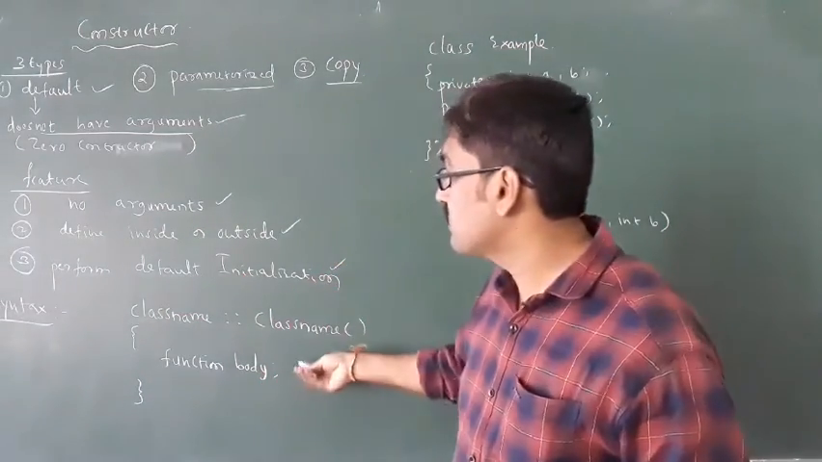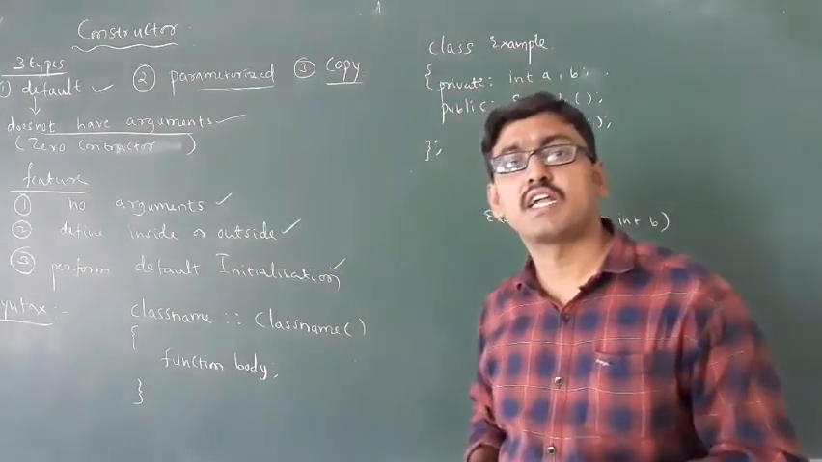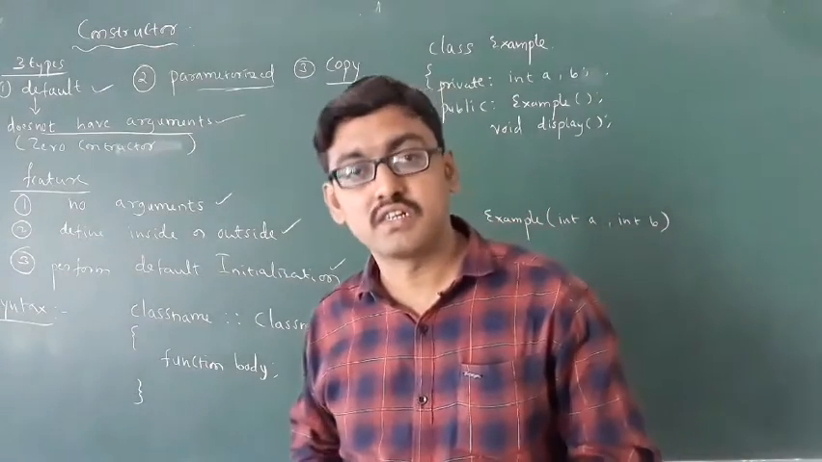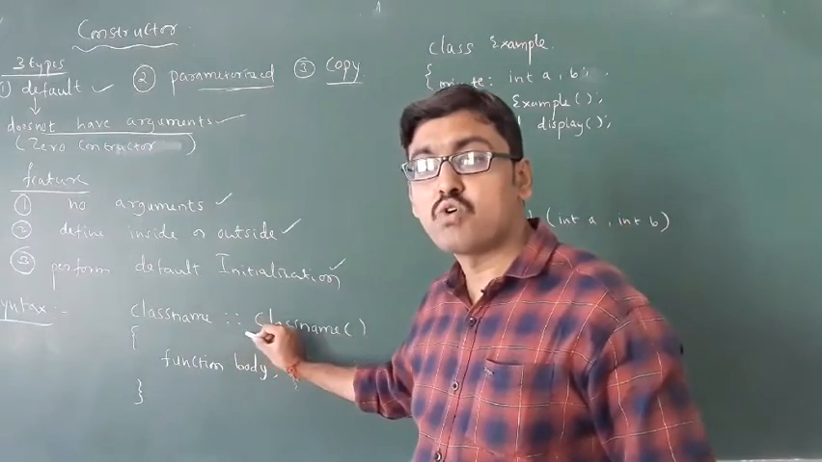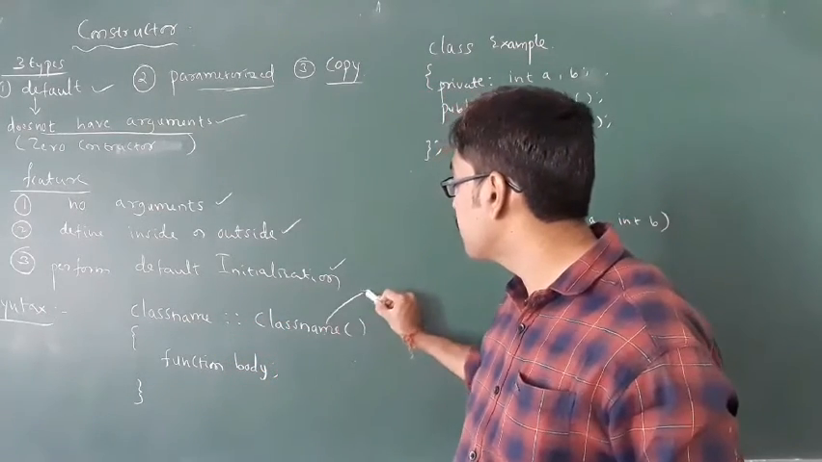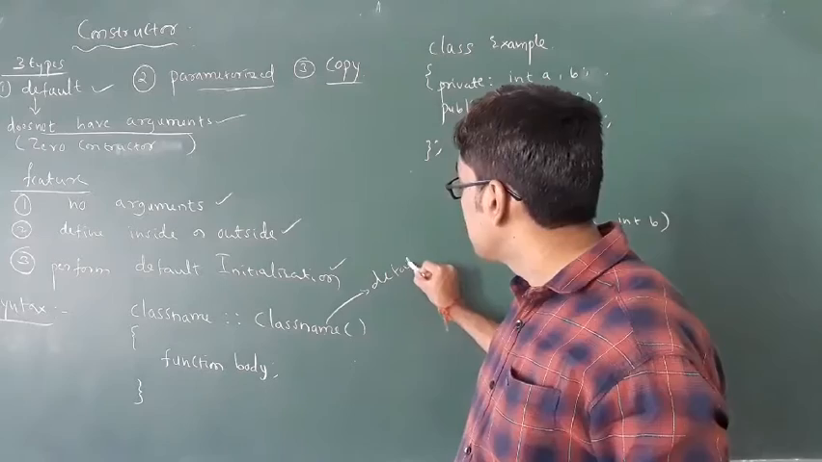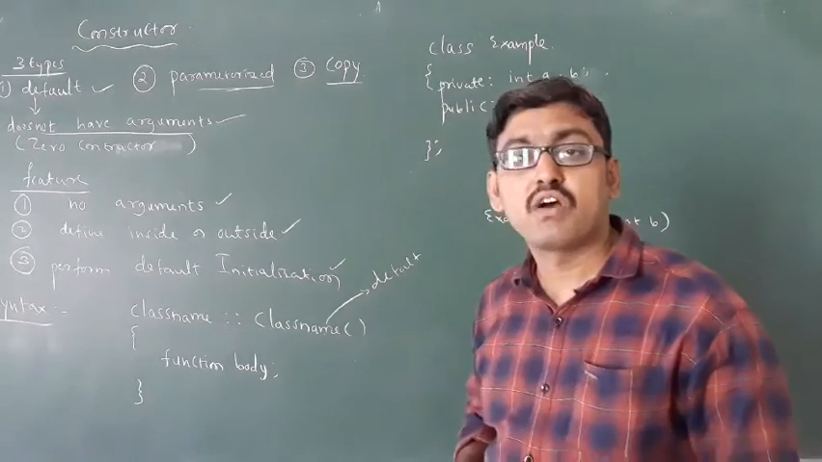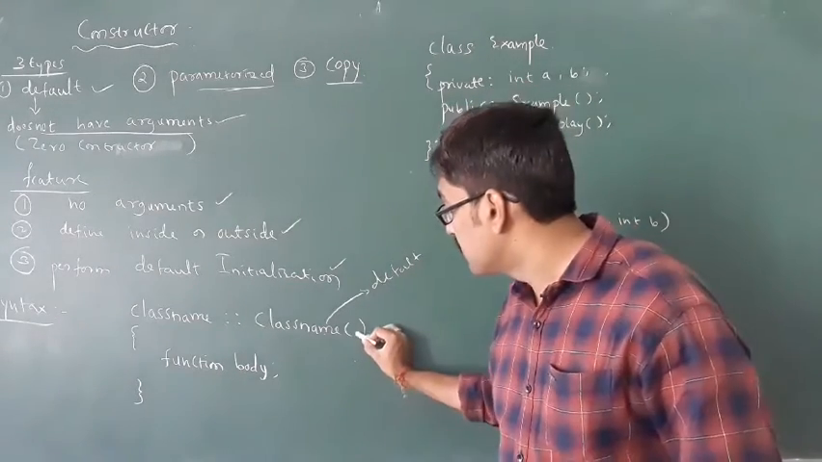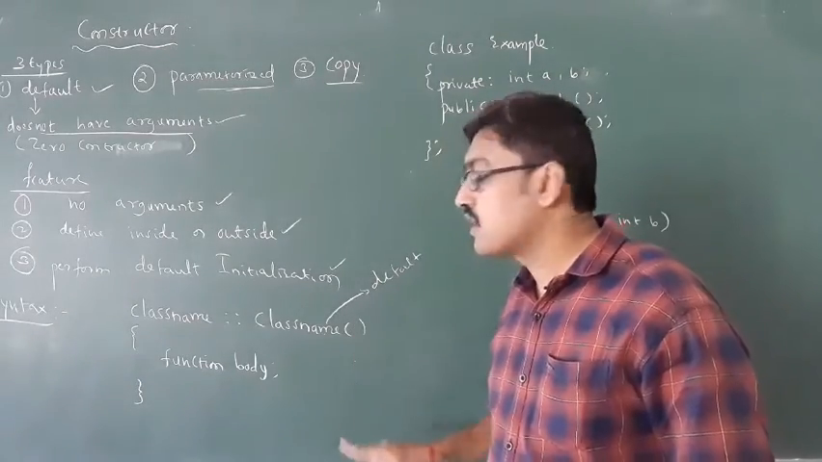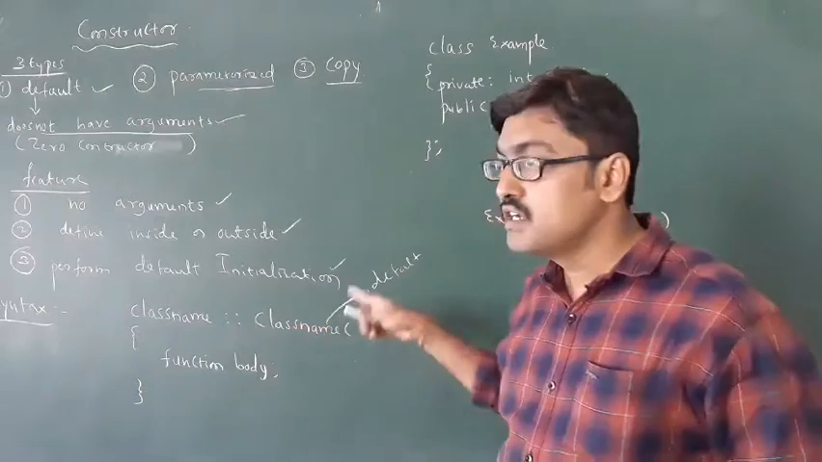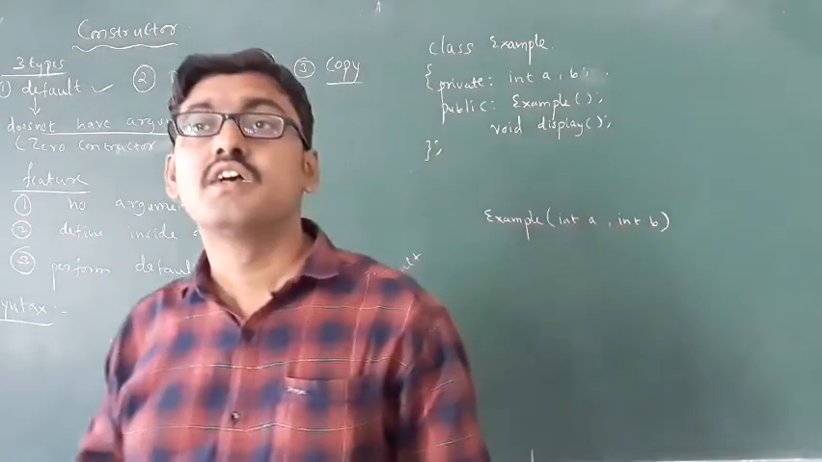Then, what is the syntax? This was asked for 2 marks: write the syntax of a default constructor. Always the class name, then the scope resolution operator. This is nothing but the default constructor. Why is it called a default constructor? Because it does not have any arguments. This is the syntax of a default constructor.